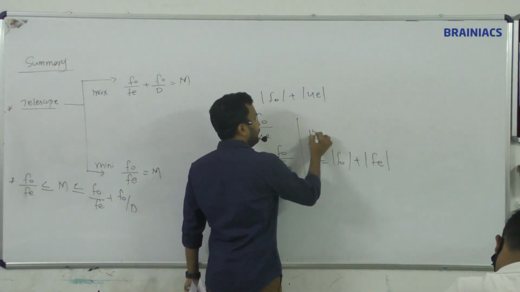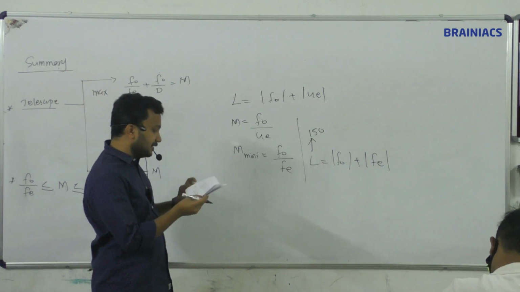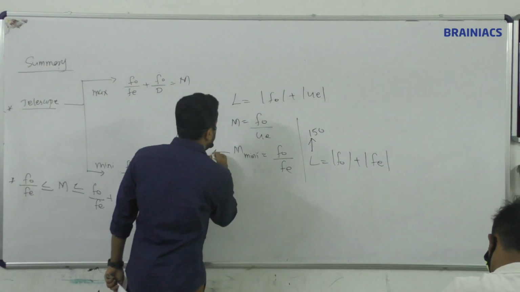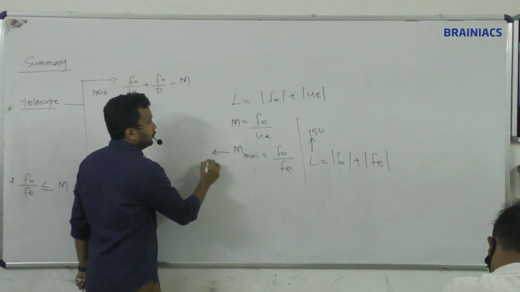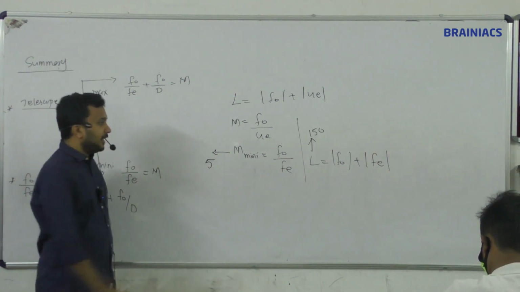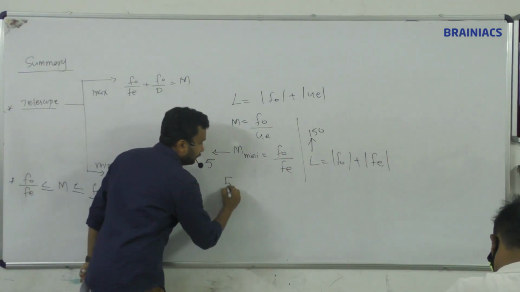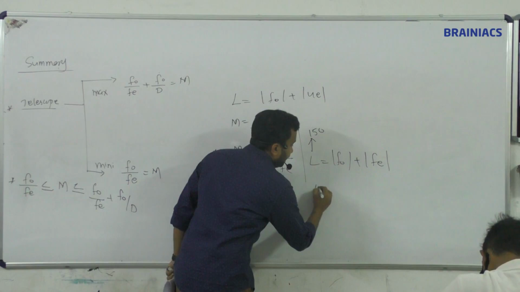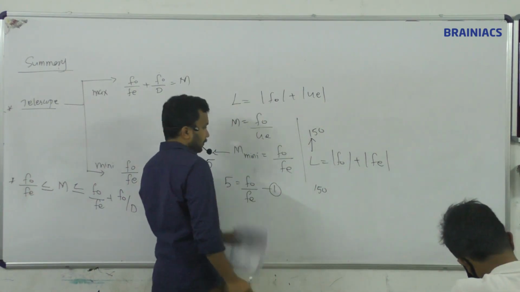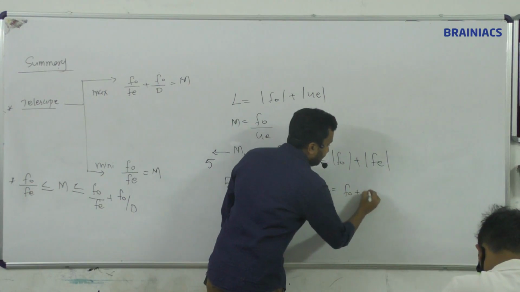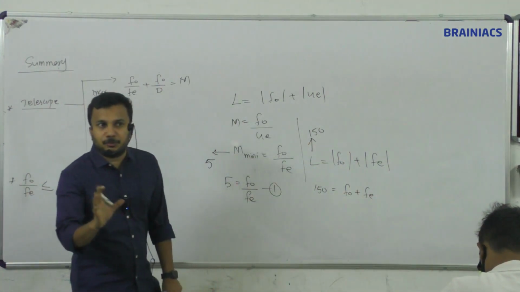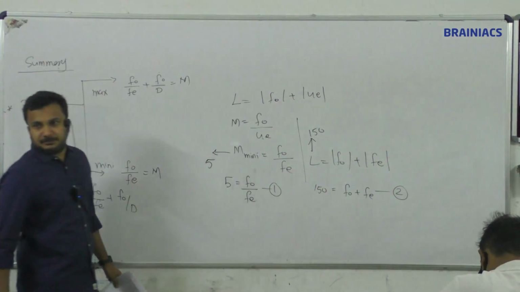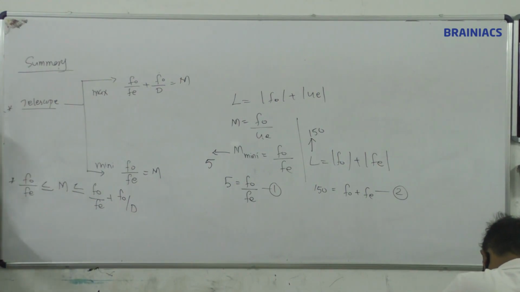Length is given in the question: 150 centimeter. What else is given? Normal adjustment, the magnifying power M is given as 5. So two conditions, two equations you can form. 5 equals f0 by fe, equation number 1. 150 equals f0 plus fe, equation number 2. Both are convex lenses, so both focal lengths are positive. Solve these two equations to find f0 and fe.